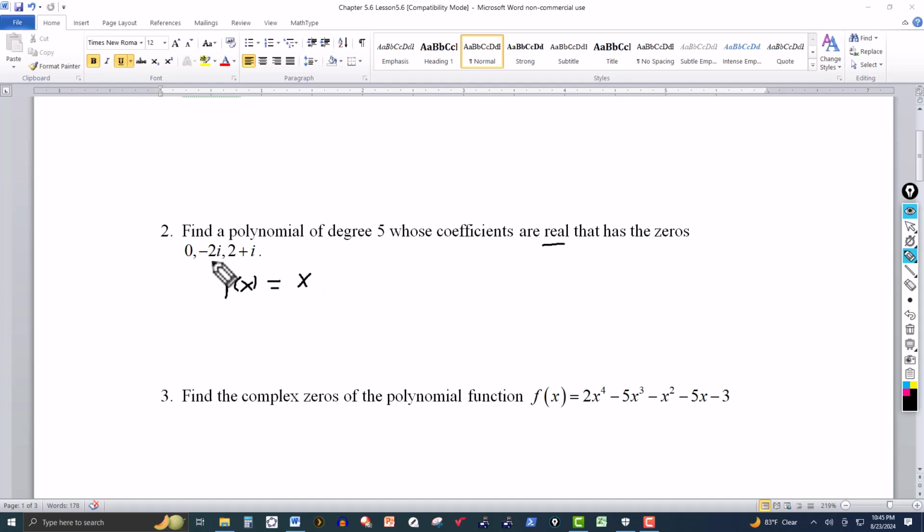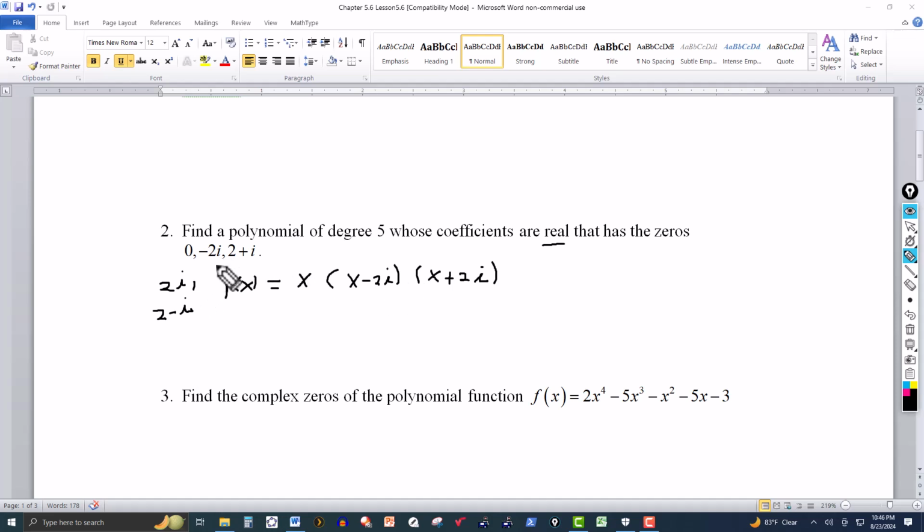Notice I know that minus 2i is a 0, so that tells me that 2i is also a 0 by the conjugate zeros theorem. I'm given that 2 plus i is a 0, so I know that 2 minus i is also a 0. So I have to have 5 because it's degree 5. So x minus 0, that's x. And then I have 2i is a 0, so x minus that has to be a factor. So I write this out. That's one factor of the 5th degree polynomial. Negative 2i is a 0, so x minus that, or x plus 2i, is a factor.